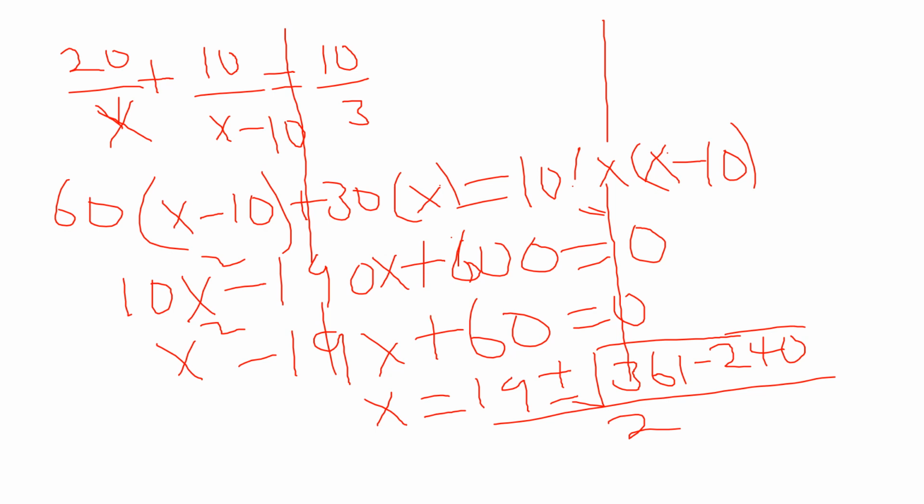So we can simplify this by dividing by 10, so that we are left with x squared, then minus 19x, and then plus 60 is equal to 0. Then we can solve that with one of the formulas that we had yesterday.